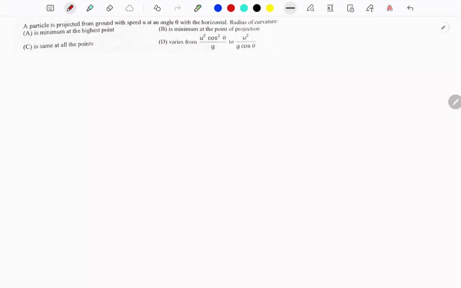Let us see this question. Question: a particle is propelled from the ground with the speed u at an angle theta with the horizontal. Radius of curvature is minimum at the... Actually, they are asking what will be the radius of curvature at what point.